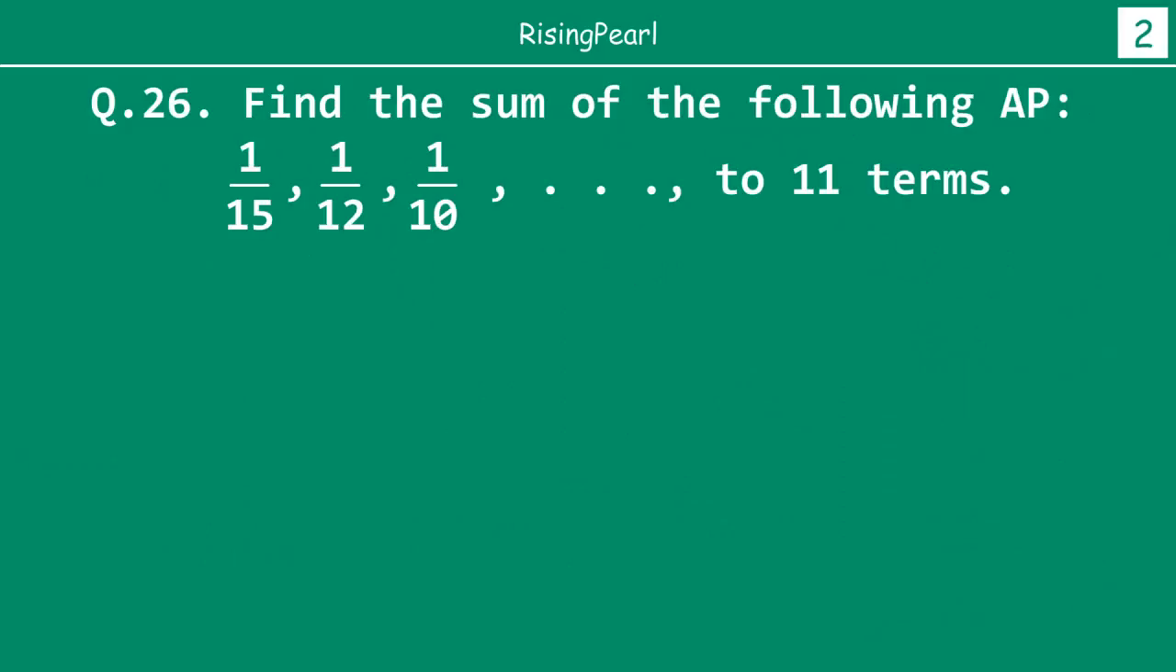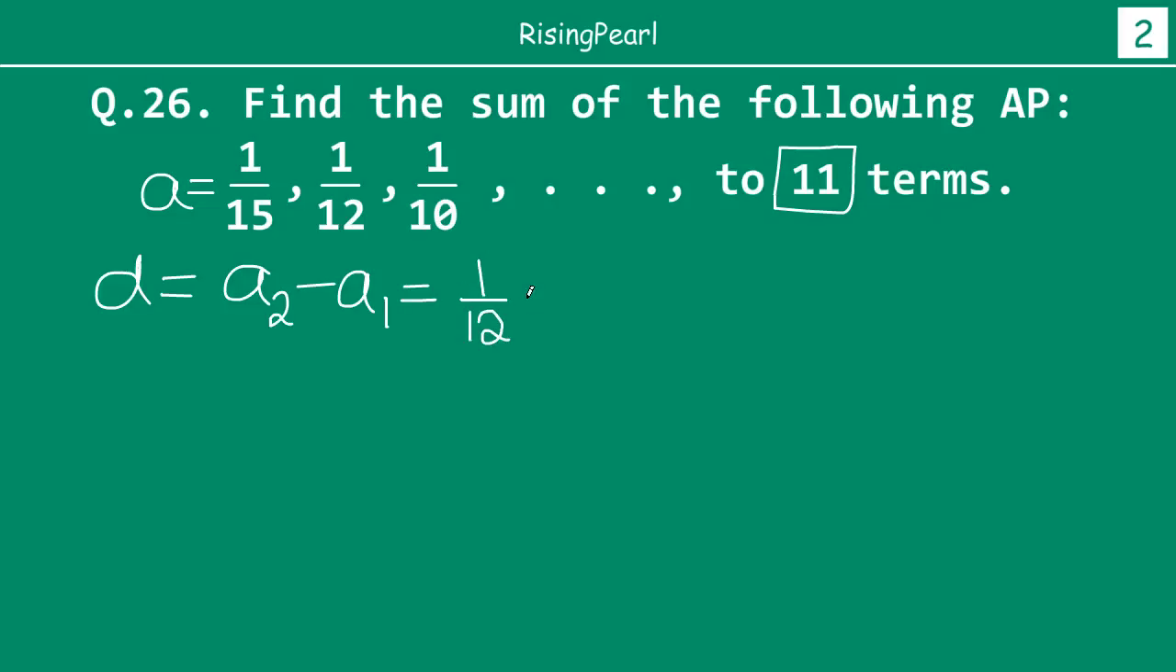Now, how about if we have to find the sum of the following AP: 1 by 15, 1 by 12, 1 by 10, and we have to find the sum of the first 11 terms. So how do we do this? First of all, clearly our first term is 1 by 15. Now we need to find the common difference. So we take A2 minus A1. We could have as well taken A3 minus A2, it would have been the same thing. So 1 by 12 minus 1 by 15.